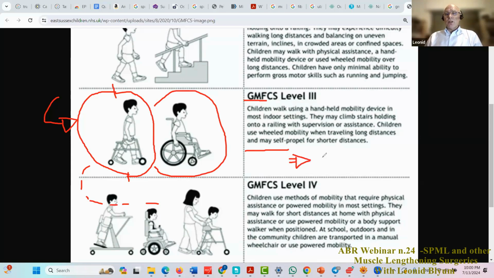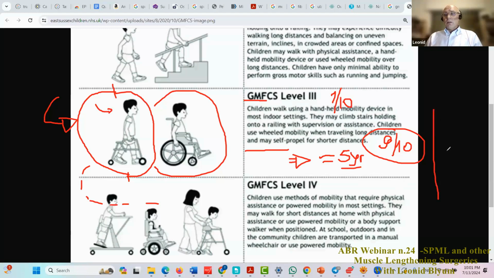The central part of this conversation is this: around the age of 5, 9 children out of 10 in this category could be made to walk. Only 1 out of 10 actually doesn't.